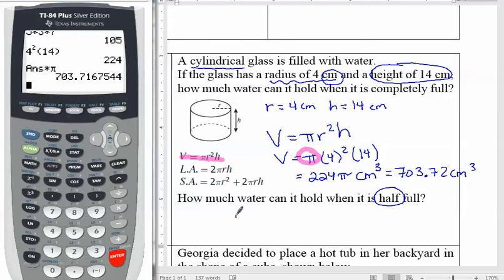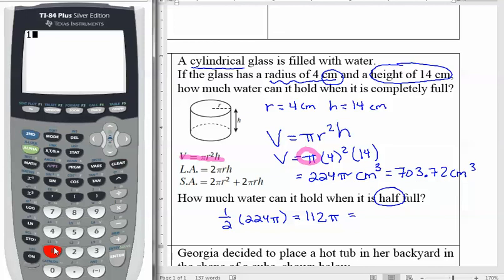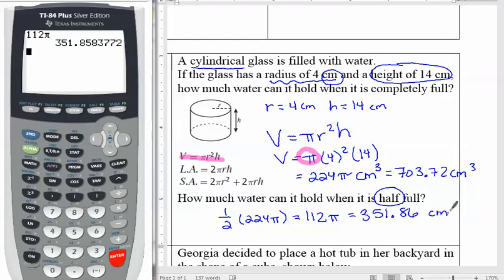So I just want to take half of it. Half of 224 pi is 112 pi. And if I want to put that in my calculator again to figure out what it is, 112 pi is 351.86 centimeters cubed. So let's look at the next example.